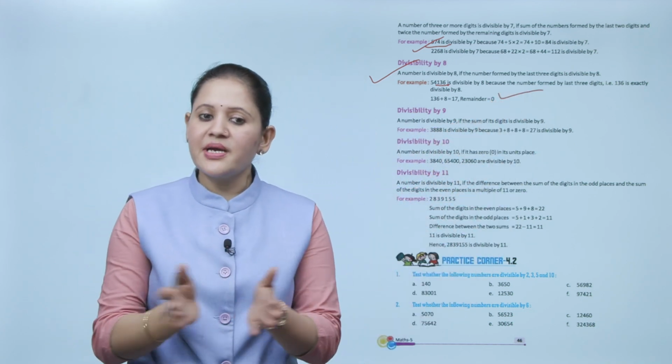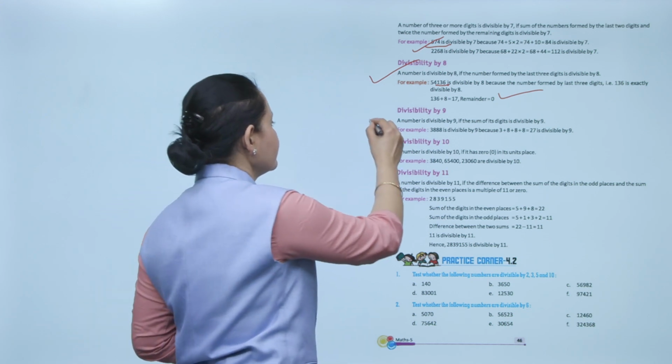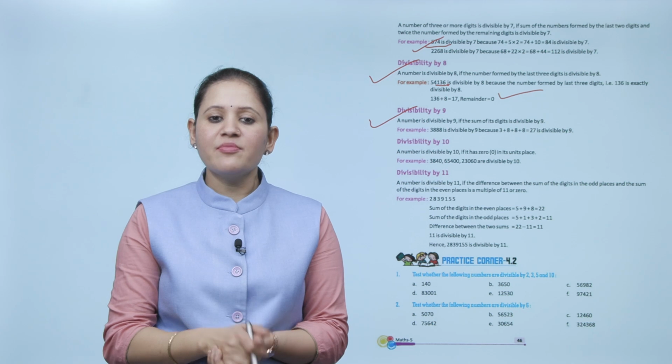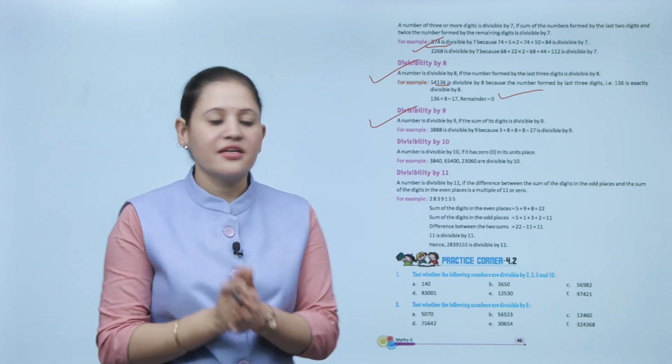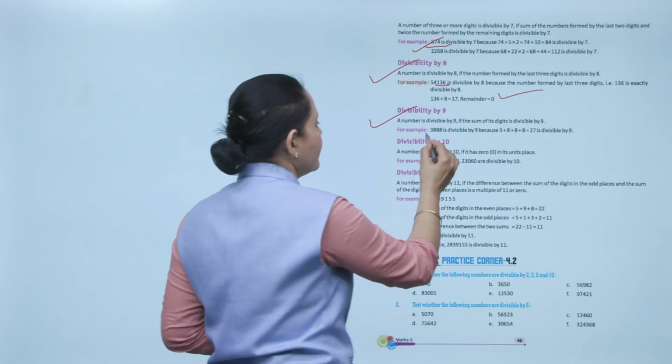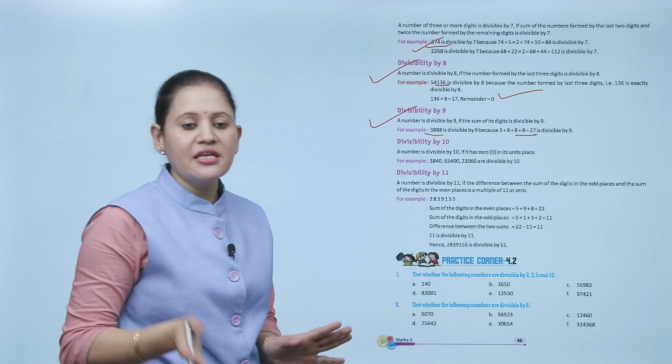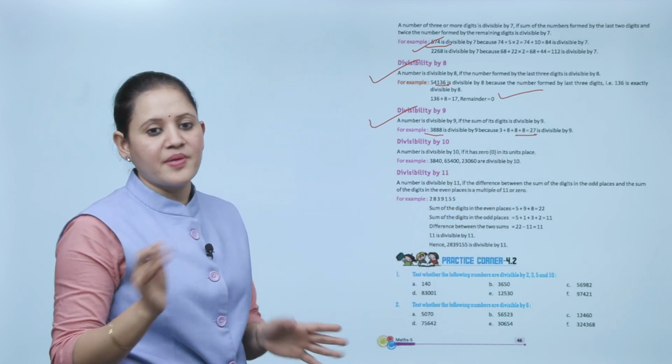Next is divisibility by 9. A number is divisible by 9 if the sum of its digits is divisible by 9. Like here, the sum of digits is 27 and 27 is divisible by 9. That means the given number is divisible by 9.